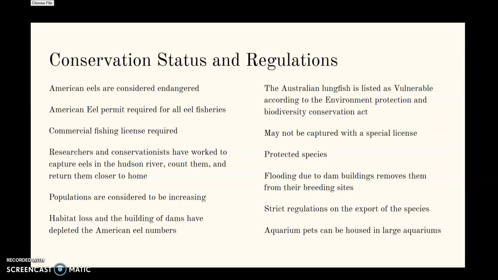One of the main concerns for American eels is the fact that they have so much habitat loss with the building of dams. The dams block all that water from them, and so they're losing a lot of their spawning territories, so they're losing their numbers.